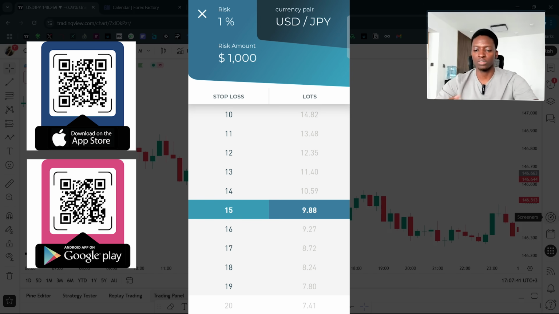Sometimes you might find these lot sizes are changing, so it's important to always make sure you are calculating them per trade. So this just keeps me in check to make sure I'm risking the exact amount of money I want. And that's how I was able to lose only $1,000 on the trade, which was within what I was comfortable to risk.